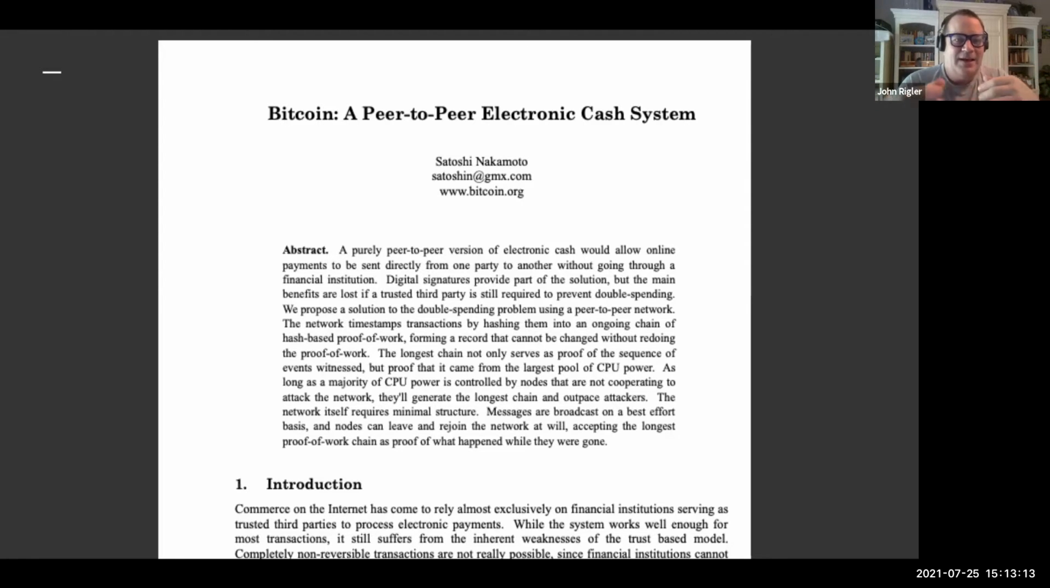But the bank, there are some issues there. The bank has to take a cut, and it's just kind of older technology. It's not the newest thing, right?